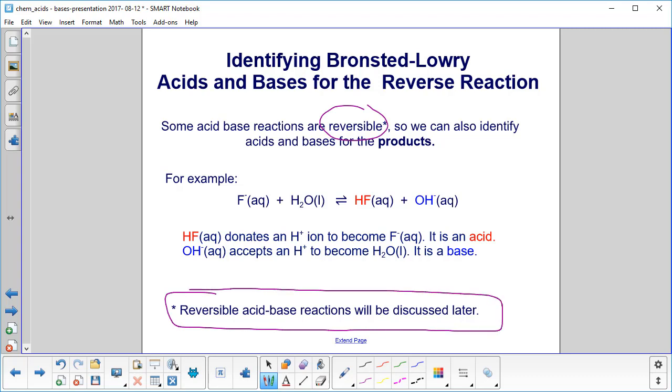We'll talk about them later. So we can also identify acids and bases for the products. For example, we have fluoride ion plus water yields hydrogen fluoride plus hydroxide. Note that the hydrogen fluoride, one of the products, donates an H+ ion, so that is an acid. So this guy right here is an acid. The hydroxide ion accepts a hydrogen plus or a proton to become water, so it is a base. So this also works for the products when you have a reversible reaction.